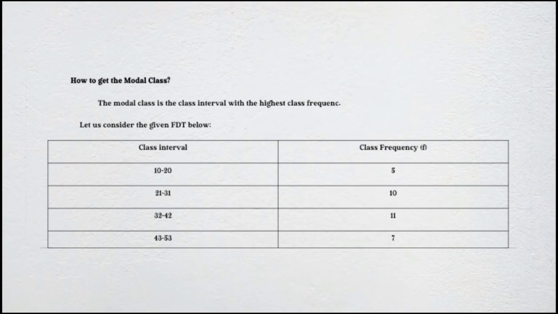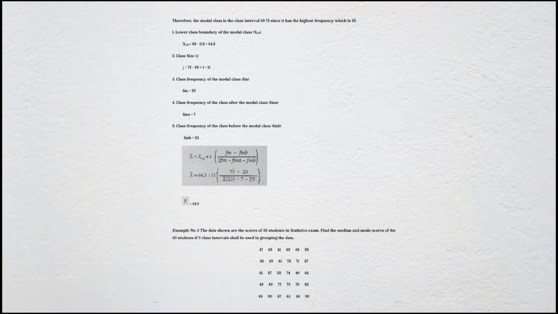How do we get the modal class? The modal class is the class interval with the highest class frequency. Let us consider the given frequency distribution table below. So we have the column for class interval and the column for class frequency. Therefore, the modal class is the class interval 65 to 75 since it has the highest frequency, which is 55.